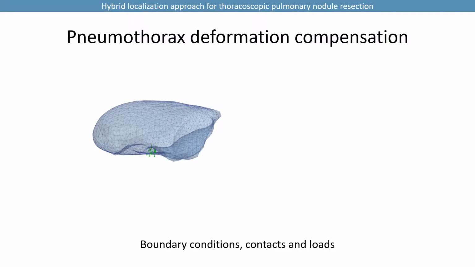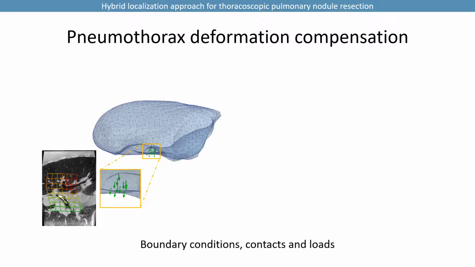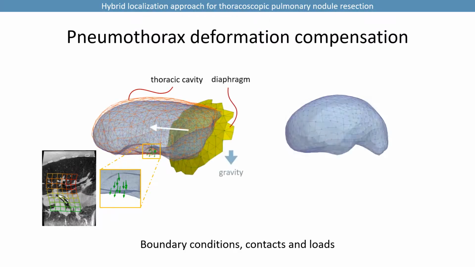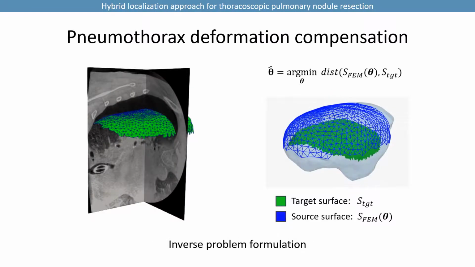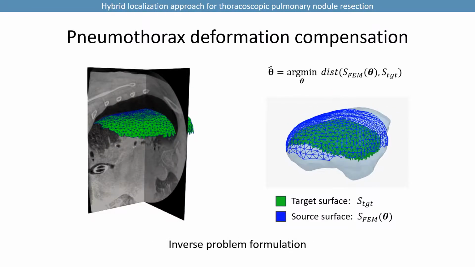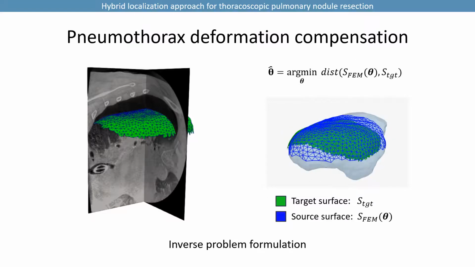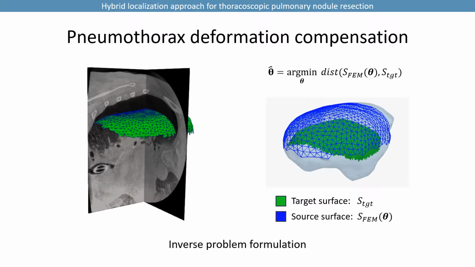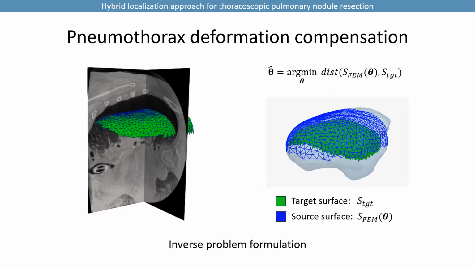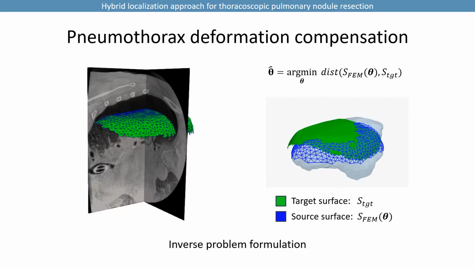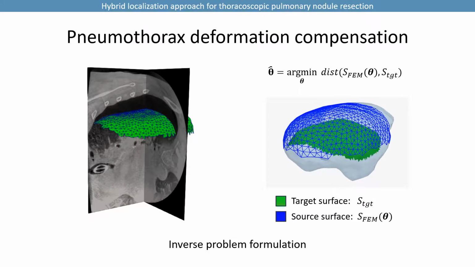For the pneumothorax deformation compensation, we used imposed displacements at the airway inlet, contact conditions with the thoracic cavity and diaphragm, gravity, and a homogeneous positive air pressure at the lung surface with allowance for air evacuation. The model parameters are estimated using an inverse problem formulation, where different configurations are simulated until the distance between the predicted lung surface and the intraoperative lung surface is minimal.